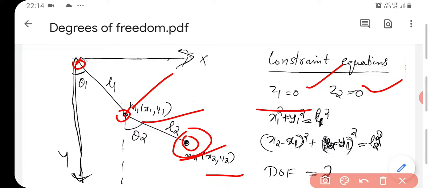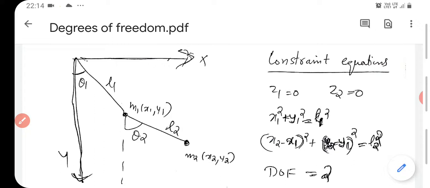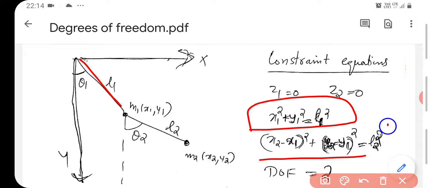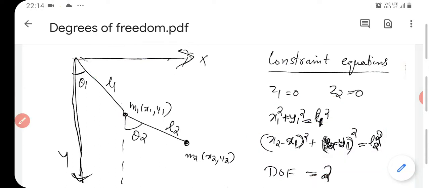Okay, and what about the other relations? x1 square plus y1 square equal to L1 square, because this is the length of this pendulum. And about L2, x2 minus x1 square plus y2 minus y1 square equal to L2 square. So in that way, there are four constraint equations.